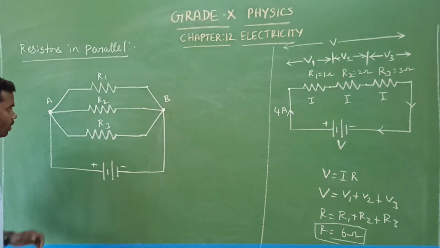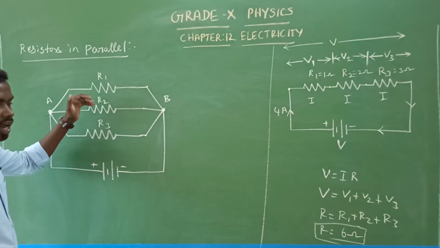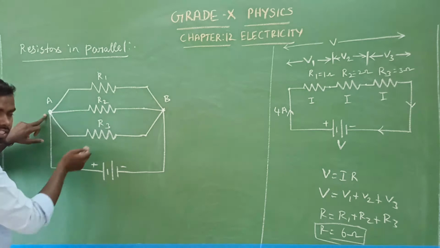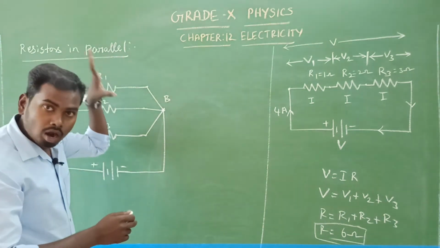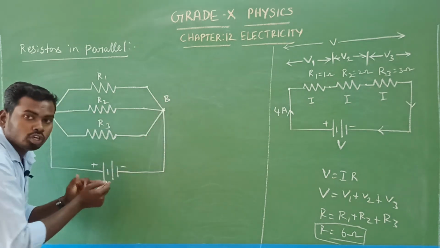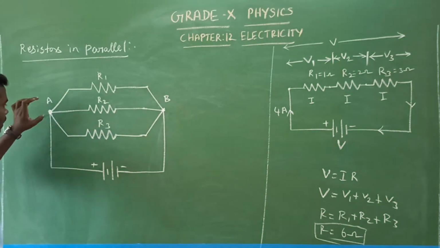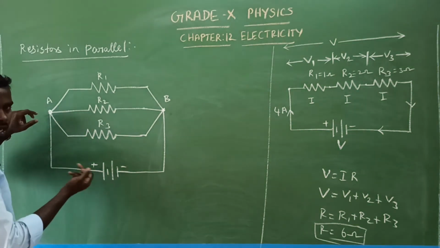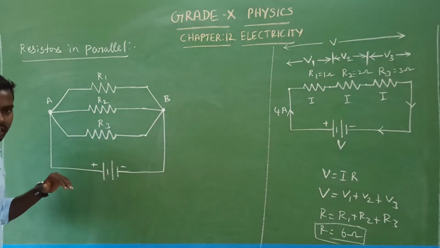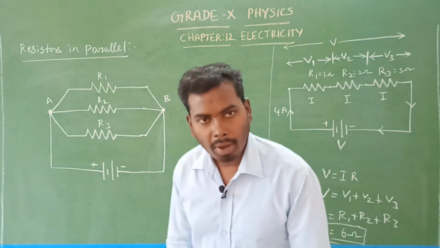So when two or more resistors are connected between the same 2 points, one end of all the resistors is connected to point A and the other end is connected to point B, and the two ends are connected to the two terminals of the battery. Is it clear? Then the combination of resistors is said to be in parallel. Is it clear, students?